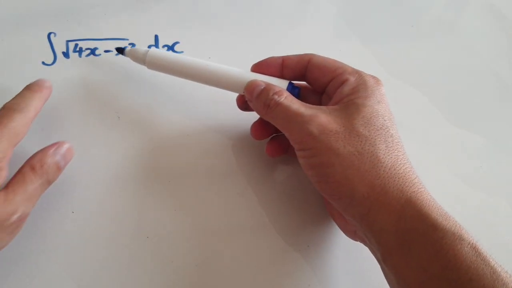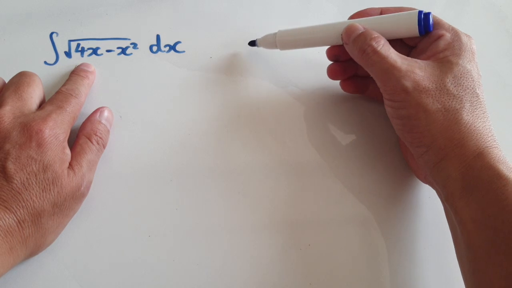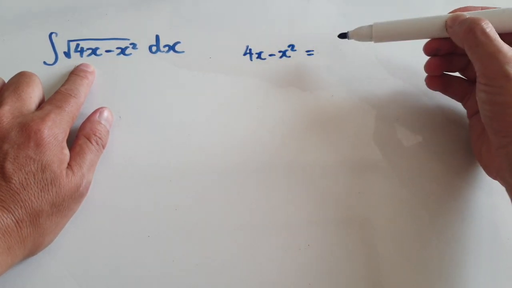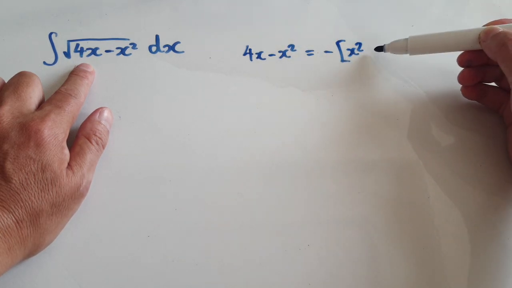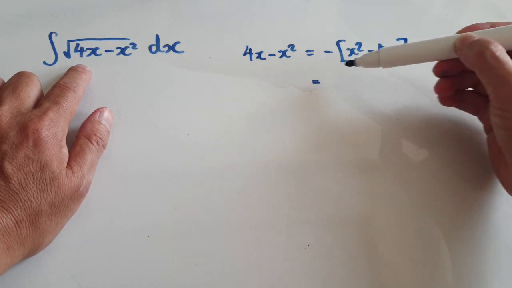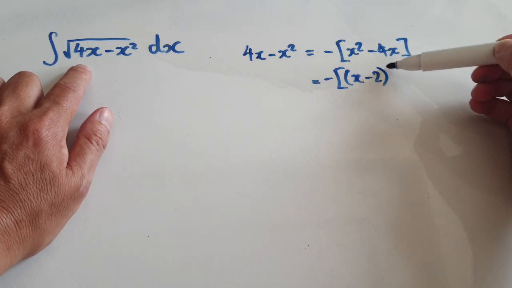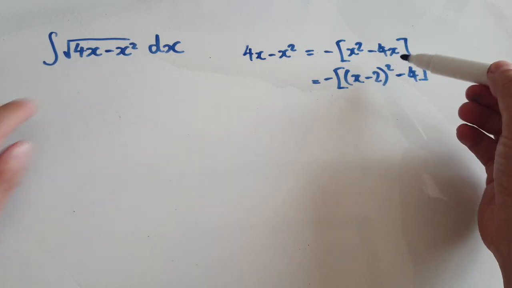Let's try to integrate this. So to integrate this, complete the square on what's on the inside. For example, this thing here is the same as, let me just factor out the negative, positive x squared minus 4x. Now complete the square on what's on the inside. So that will be x minus half of this thing squared, minus 4. I'm expecting you to be able to complete the square on this.